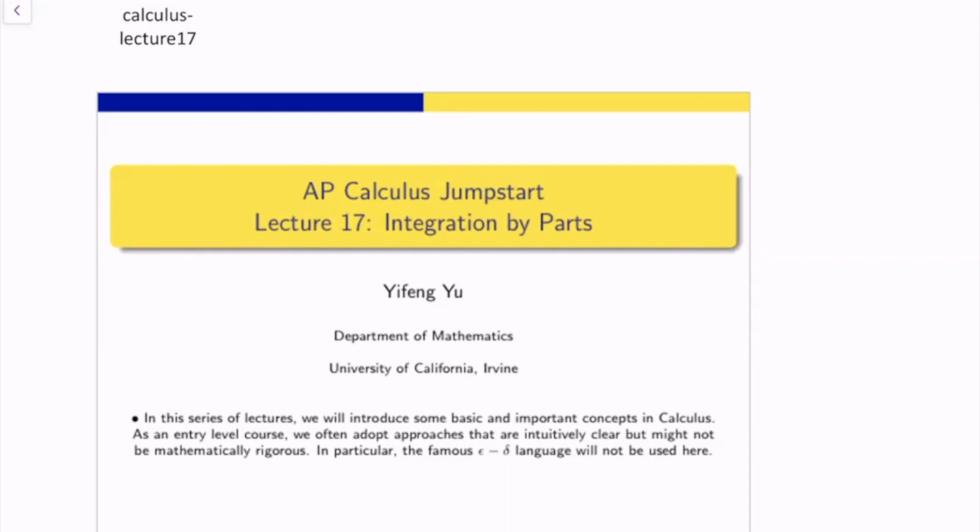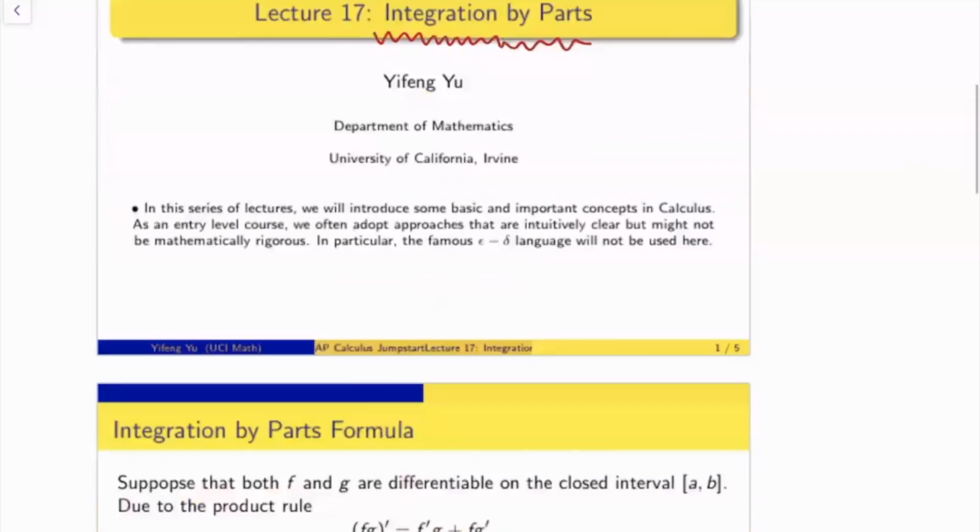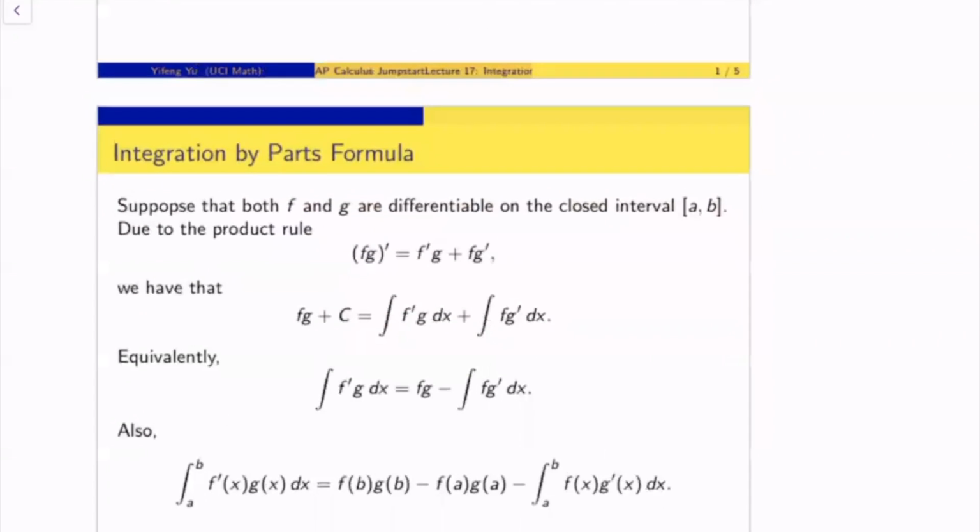Now, in this lecture, we'll look at another very important technique in computing integrals. It's called integration by parts. Now, let's see, what is integration by parts? It's basically the product rule.